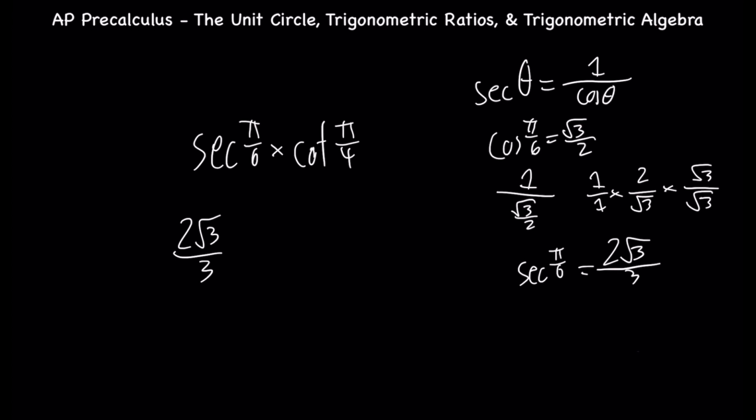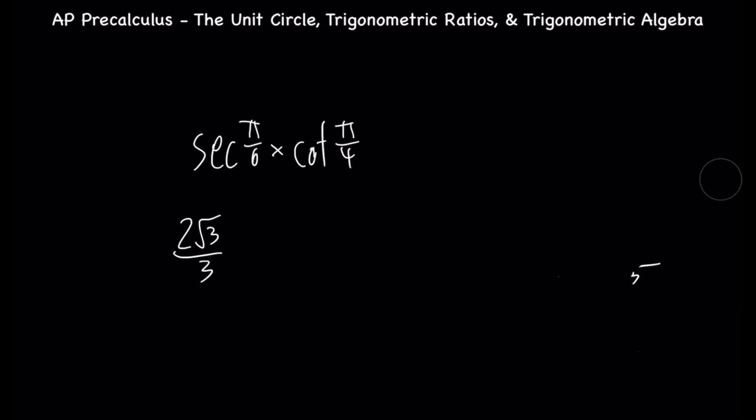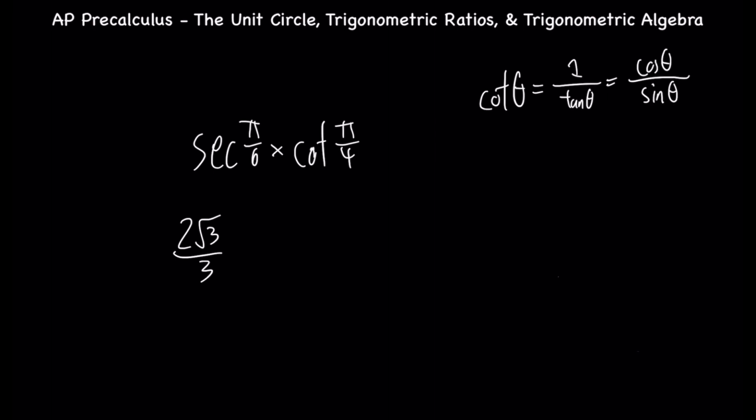And then for cotangent, if we erase all of this, we would have, cotangent is equal to 1 over tangent theta. And you could also think of that as cosine theta over sine theta. Let's just think of it as cosine theta over sine theta for now, just to keep it simple. Cosine of pi over 4 is equal to sine of pi over 4, which is root 2 over 2. Cancel, cancel, cancel, cancel. That's just 1.